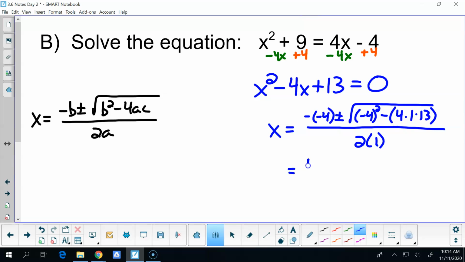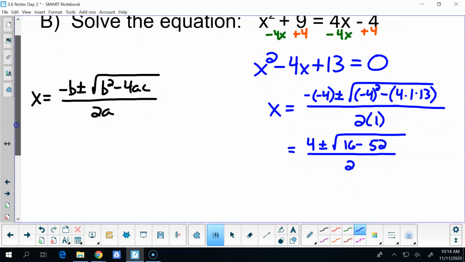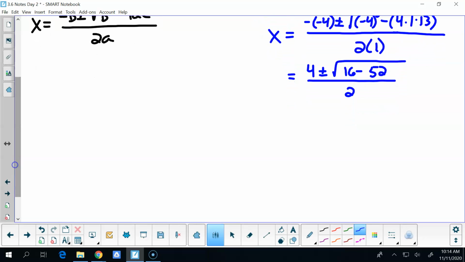Opposite of negative 4 is positive 4. Negative 4 squared is 16. 4 times 1 times 13 is 52. 2 times 1 is 2. 16 minus 52. 36?